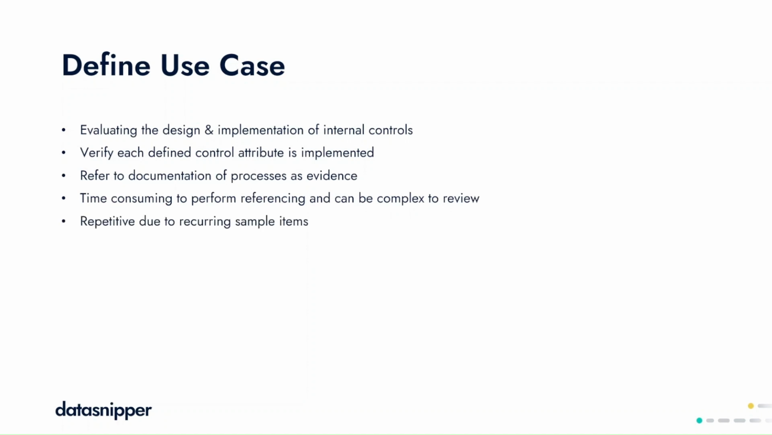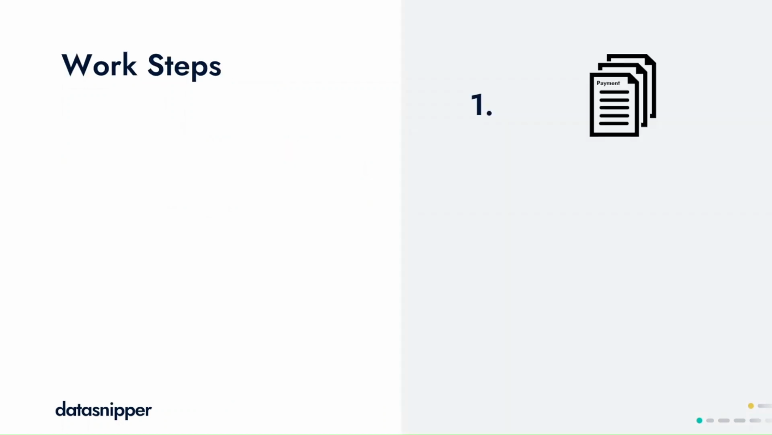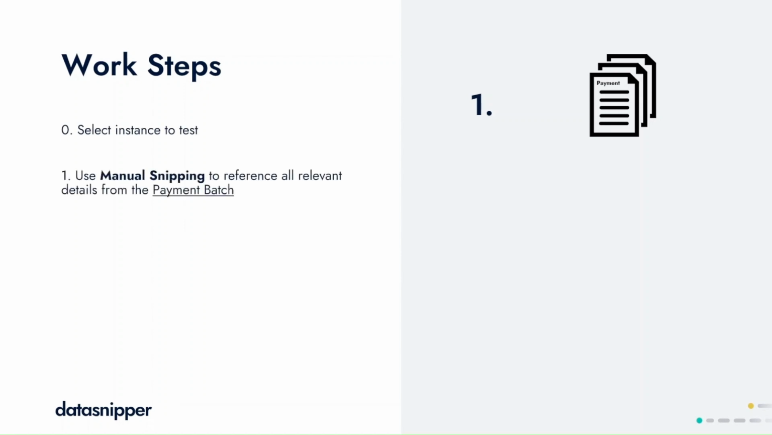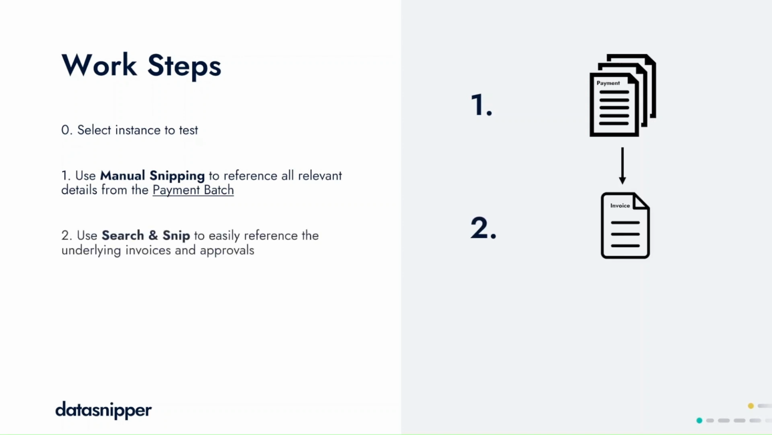In this use case, we'll show how DataSnipper can help you. We start by selecting the instance of our control and importing all documents for review. On the payment batch, we snip our sample details using snipping. Subsequently, we can go through the other files very quickly and easily using the Smart Search and Search and Snip, to subsequently conclude using the validation or exception snip to verify the sign-off.